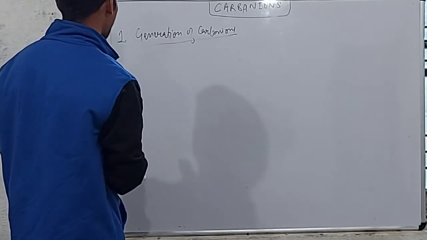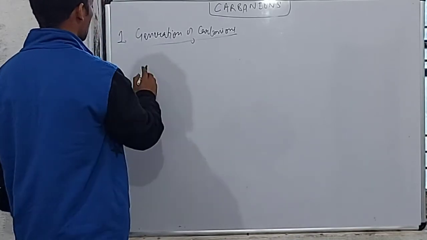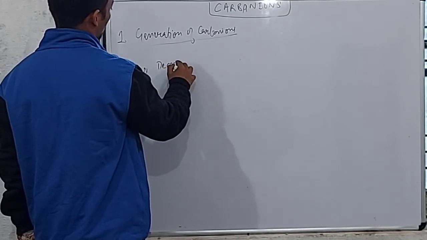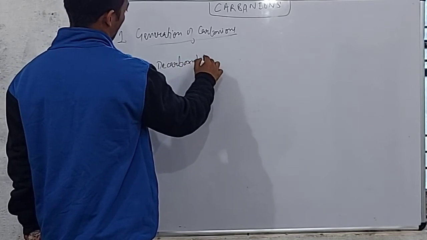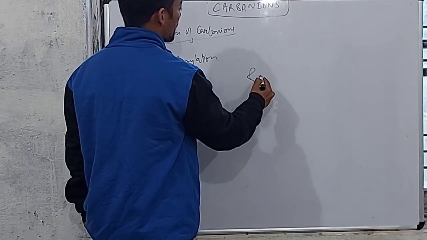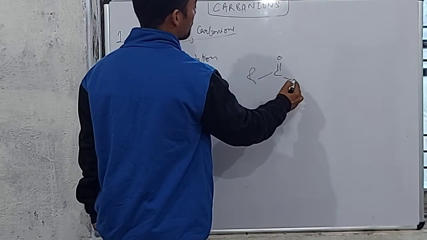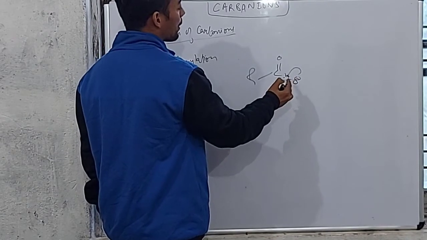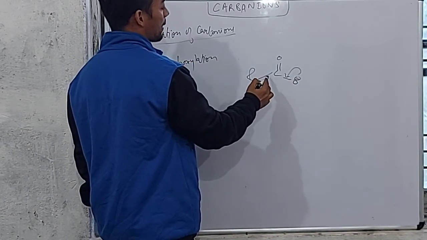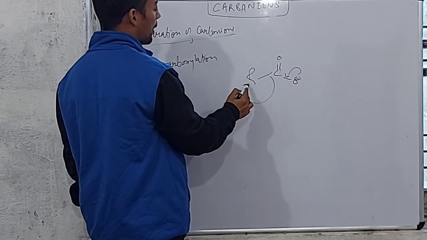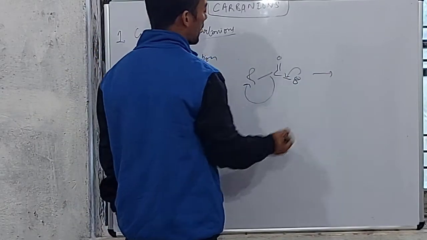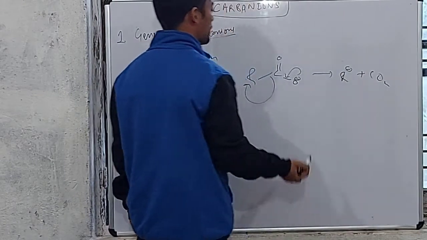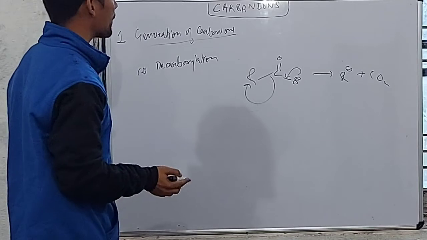The second method in this list is decarboxylation. How do we do it? Suppose we have a carboxylic group here. What will happen is that this electron pair will go here to form a double bond, and these electrons will go to R, and we will get R negative, that is a carbanion, plus CO2. This is how decarboxylation works.